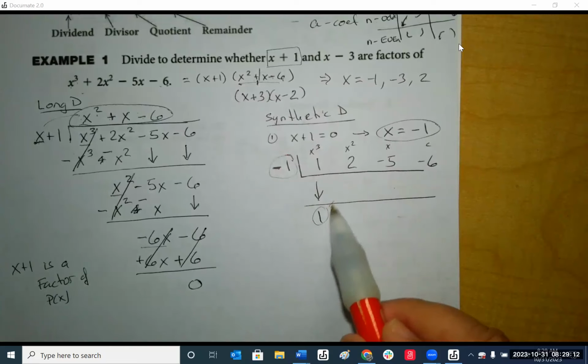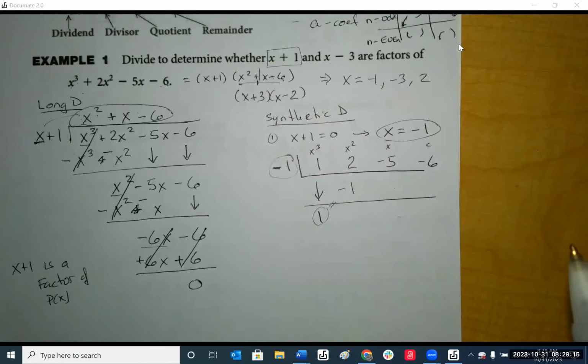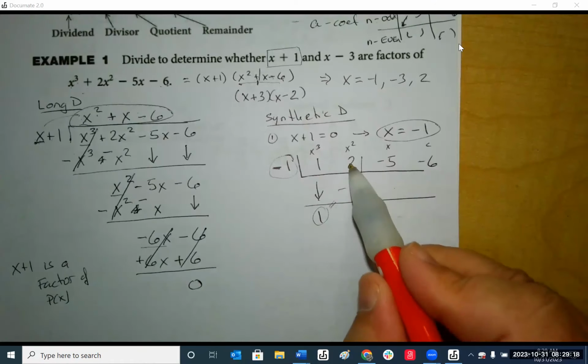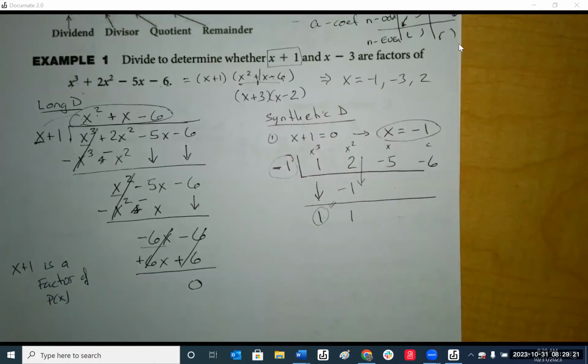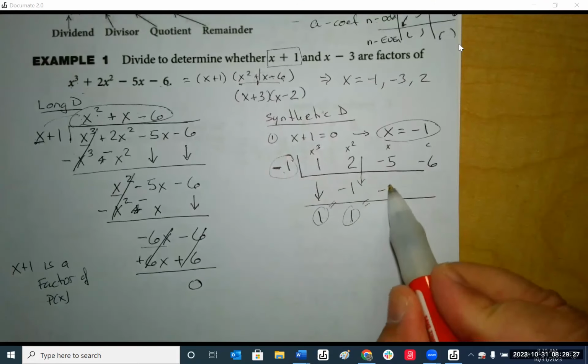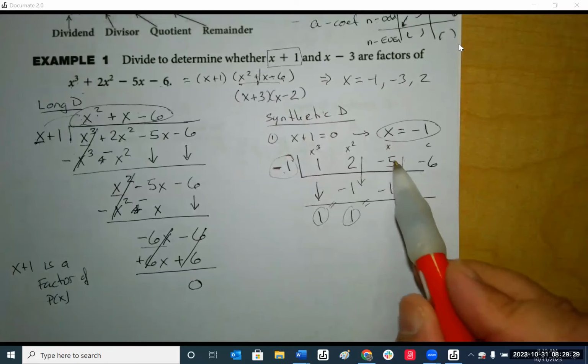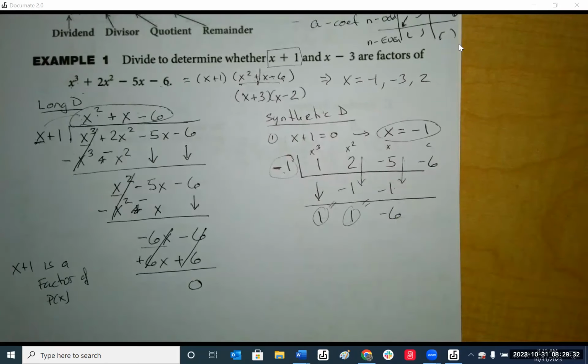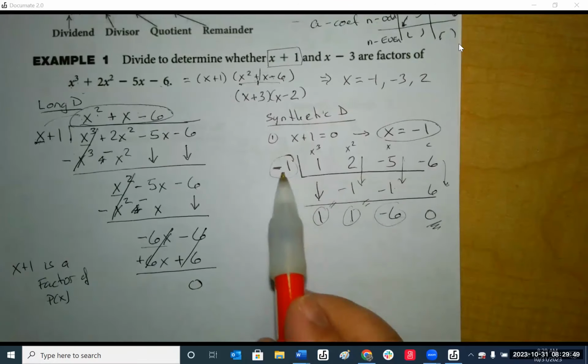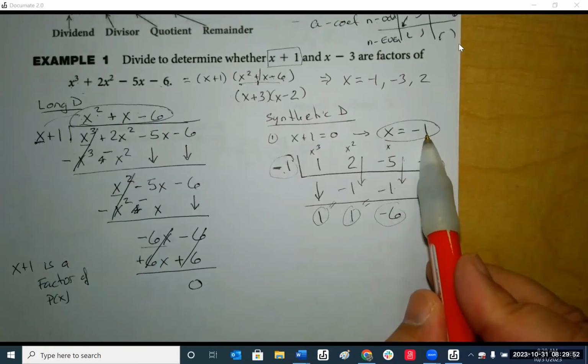Negative one times one equals negative one. Add straight down. Two minus one is one. Negative one times one equals negative one. Add straight down. Negative five minus one is negative six. Negative one times negative six is positive six. Add straight down, and we have a zero. Since our remainder is zero, we know that x equals negative one is the solution.